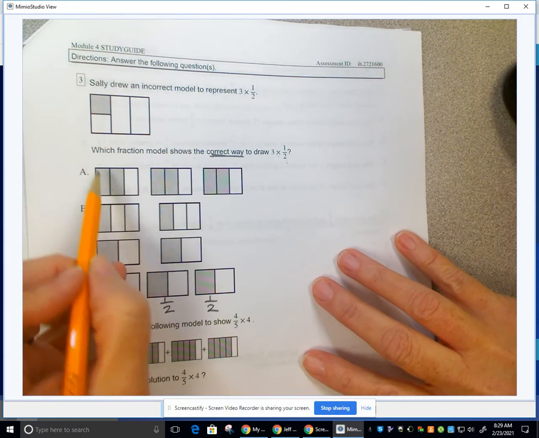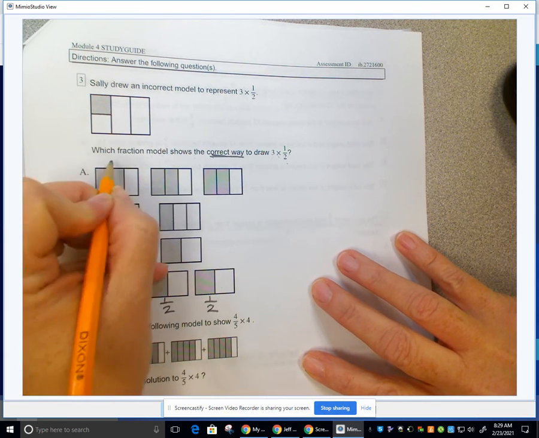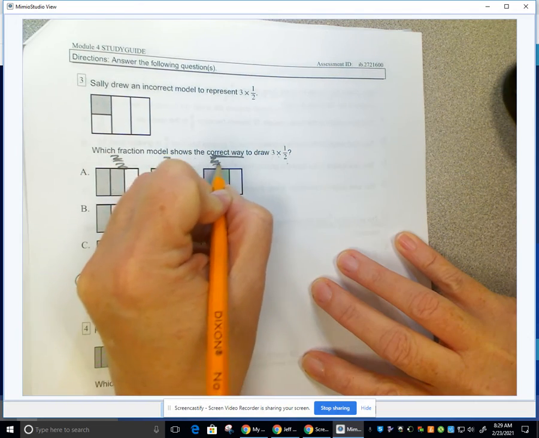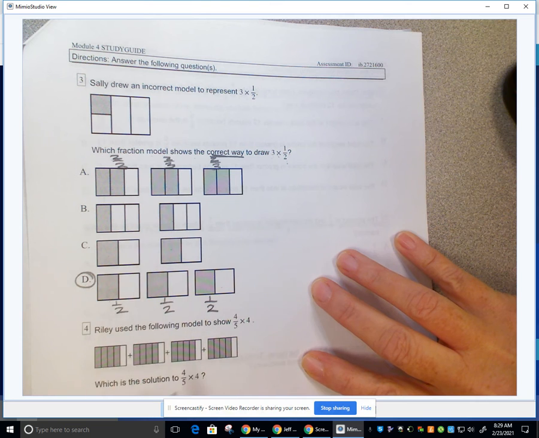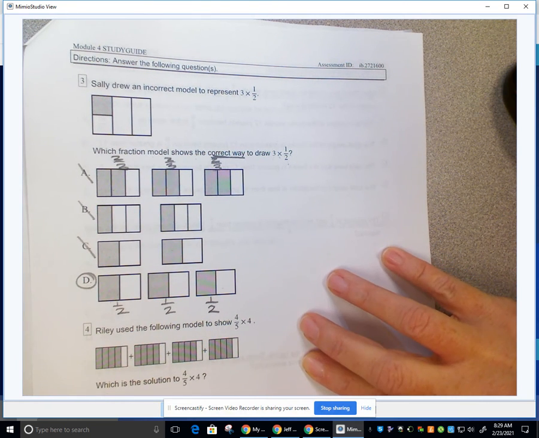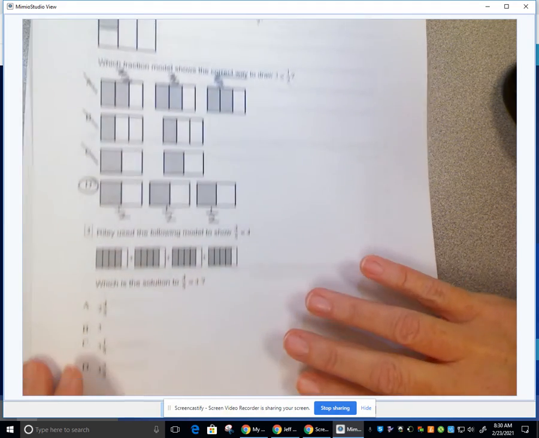If it helps you, show your work by writing. This is 2/3, 2/3, 2/3. Okay? You could do that on every one of these and mark out all of the ones that won't work. All right, look at number 4.